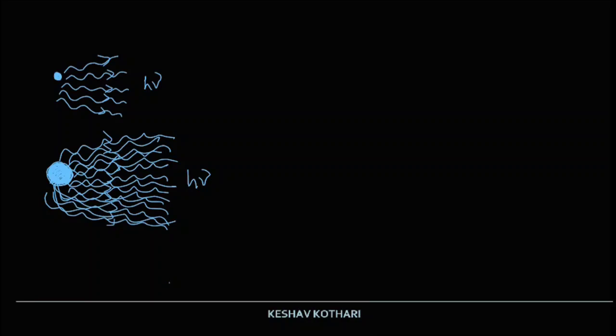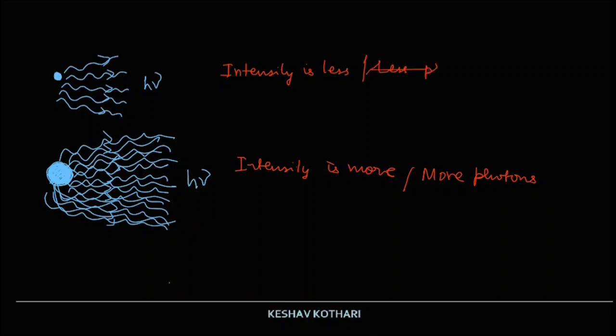So over here we can say that intensity is less, with fewer photons, and over here intensity is more, with more photons. Hence we say that it is capable of producing, over here I write low saturation current, and over here I write high saturation current.